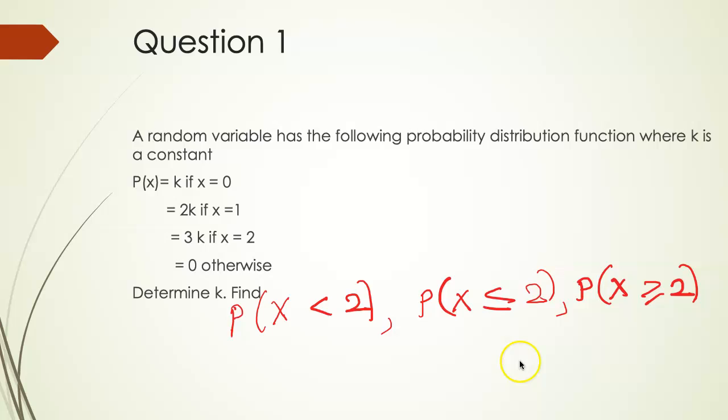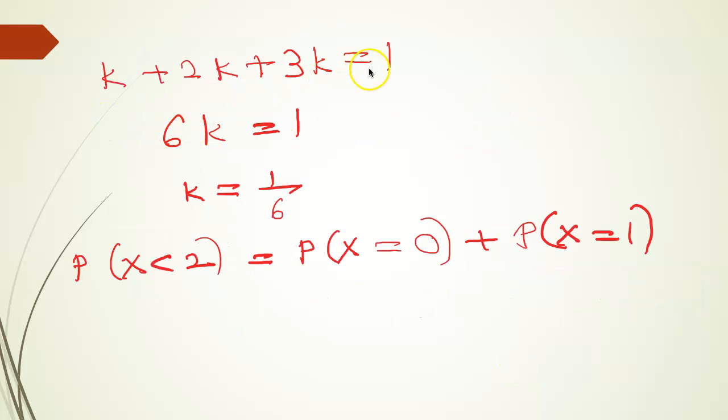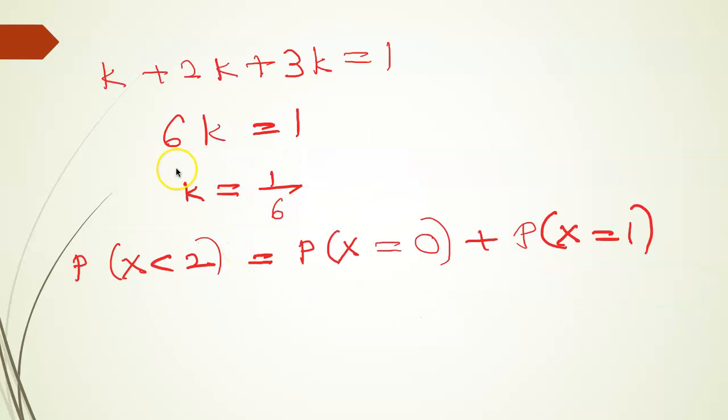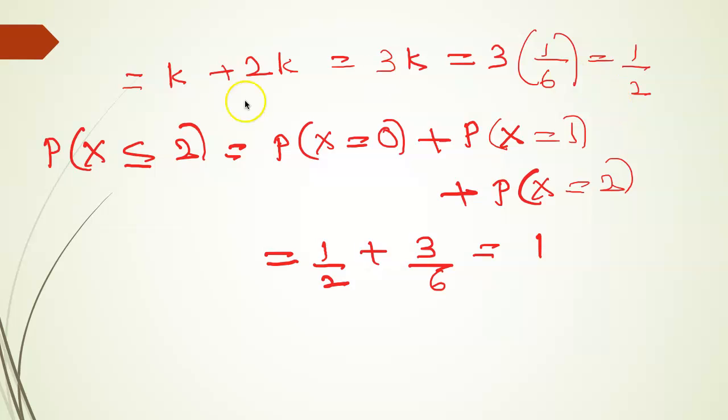Now adding all the probabilities, that is k plus 2k plus 3k, you get 1 by the property that the sum of the probabilities is 1. So 6k is 1, or k is 1 by 6. Now the probability that x is less than 2 means the probability that x equals 0 or the probability that x equals 1, and "or" means we put a plus. So substituting the values you get k plus 2k, and substituting for k you get the answer as half.